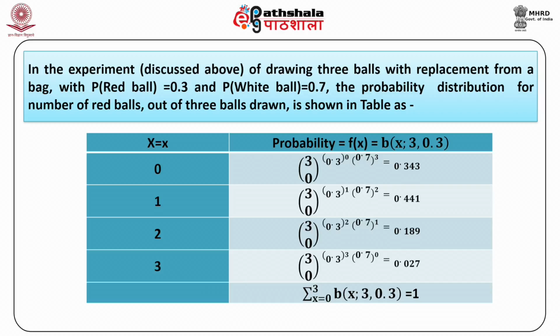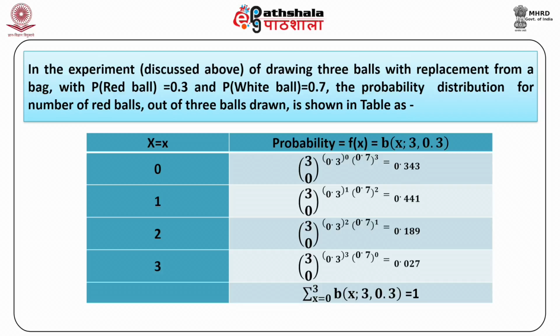In this table, which is titled probability distribution of number of red balls drawn, which is our x variate in 3 trials, when capital X is equal to small x, where it takes value 0, 1, 2, 3, we can see we have written these probabilities based on the 2 parameters: n is 3 and p is equal to 0.3. So, we have 3C0 into 0.3 raised to power 0 into 0.7 raised to power 3, and it comes out to be 0.343.